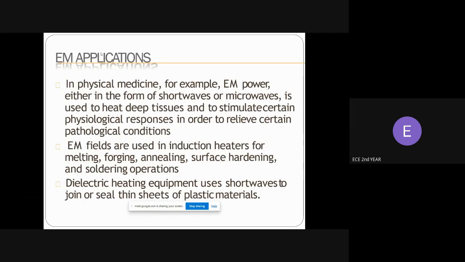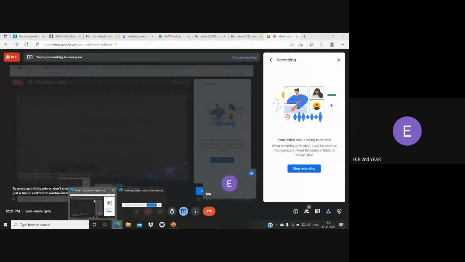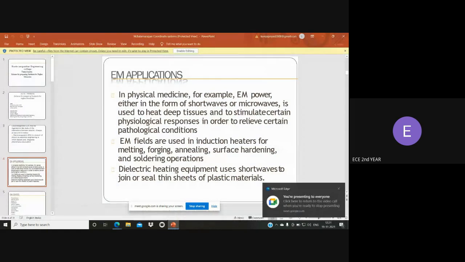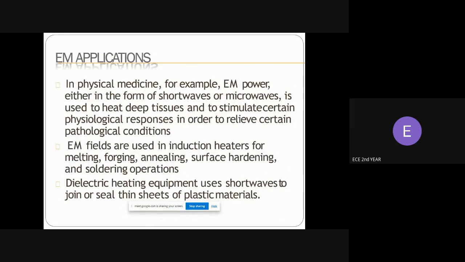Let us see the electromagnetic field applications. It is used in many applications. Why? Because without electric field and magnetic field, most of the devices we are using right now will not work. For example, take a mobile phone. A mobile phone will work only if it receives the signal from the antenna. So it is a signal receiver which receives electromagnetic waves. By means of that, we can communicate with others through the electric or magnetic field.